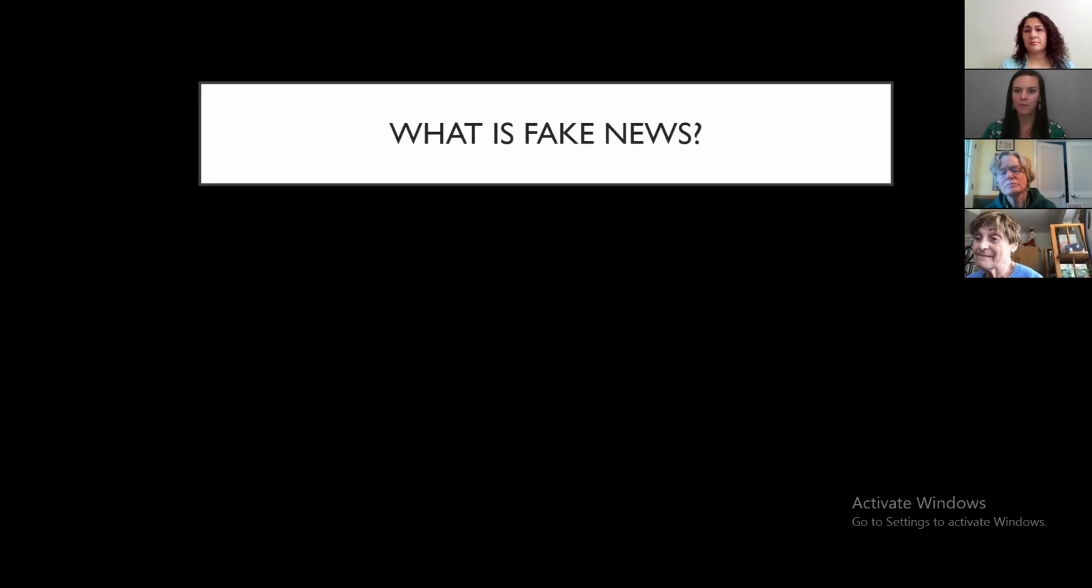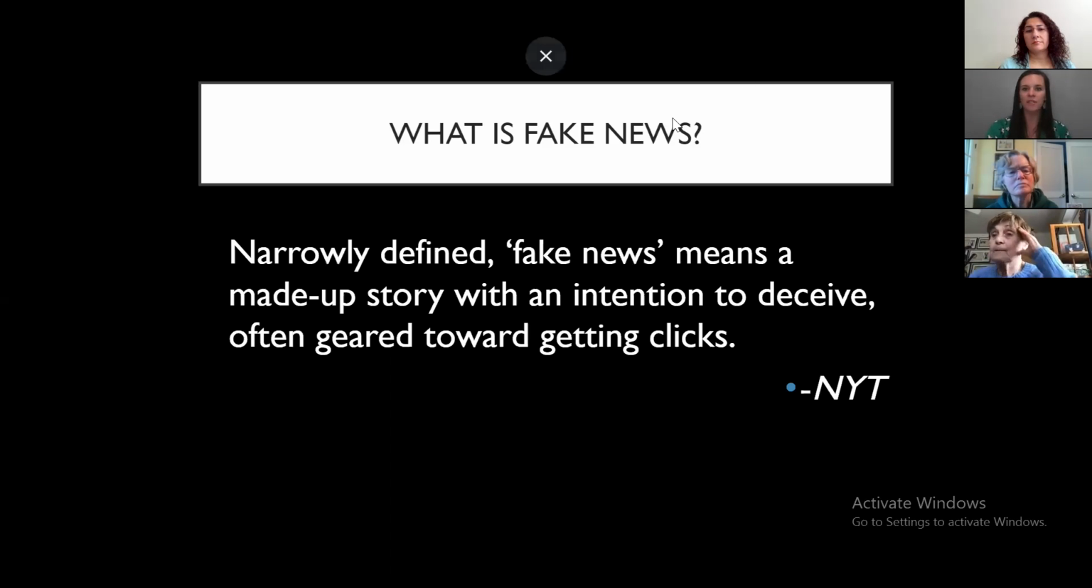Yeah, it's complicated, and there are different levels where we can think about false news. I borrowed this definition from the New York Times, who said, narrowly defined, it's a made-up story with an intention to deceive, often geared towards getting clicks. So whether we think of it as completely falsified or partially falsified, the point is that it's presented as news, presented as fact, though it's knowingly deceitful. And the point is to fit a certain agenda or to get people to engage.